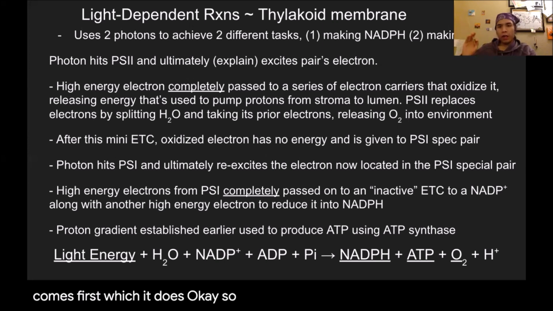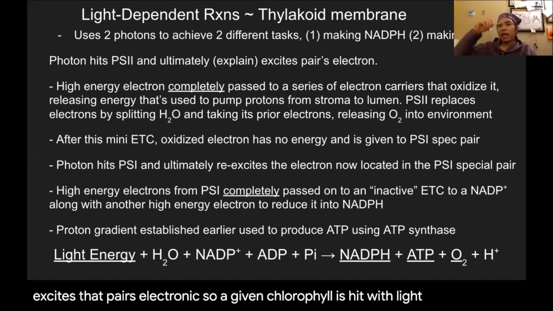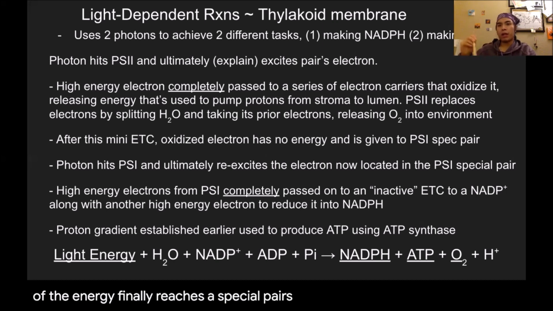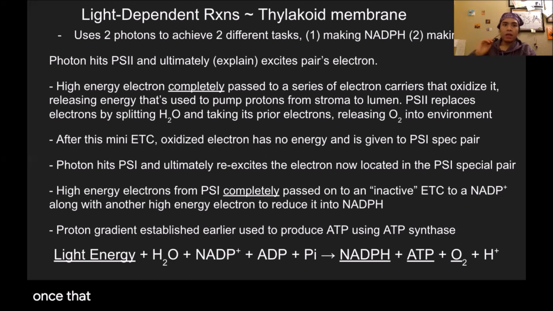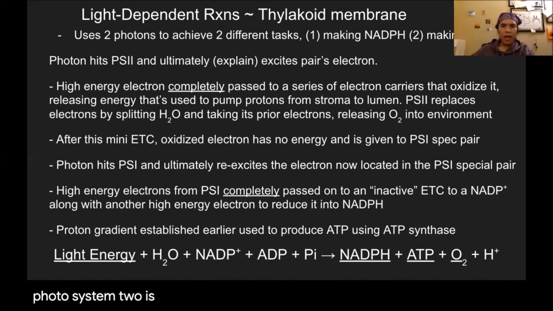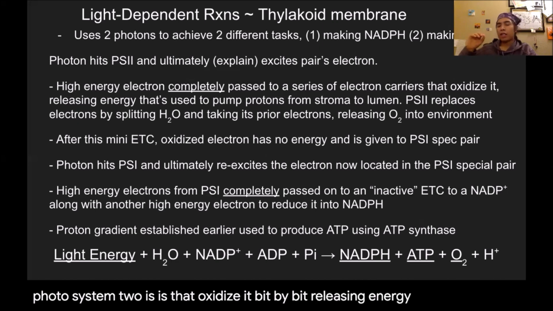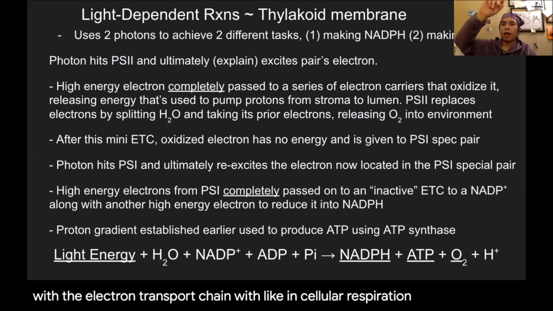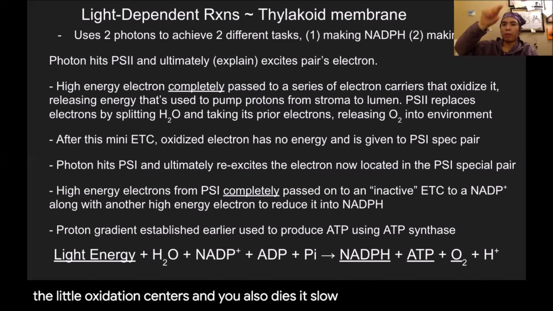Okay, so a photon of light hits PS2, and it ultimately excites that special pair's electron. So a given chlorophyll is hit with light, and the energy is passed down from all the antenna chlorophyll, da, da, da, da, da. The energy finally reaches a special pair's electron and excites that one. Once that happens, the high energy electron within the special pair of photosystem 2 is completely passed to a series of electron carriers that oxidize it bit by bit, releasing energy that's used to pump protons from the stroma to the lumen. This is just like what we saw earlier with the electron transport chain in cellular respiration, where you had the little oxidation centers and you oxidize it slowly bit by bit.